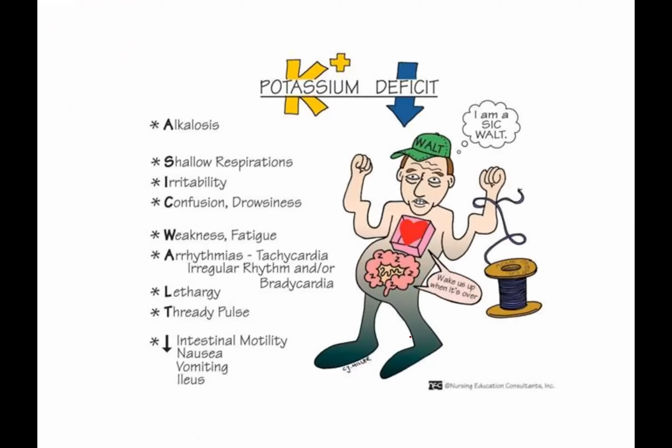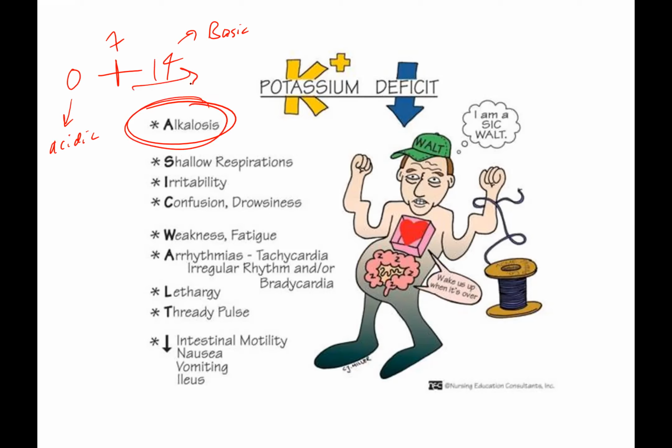So some signs and symptoms. People that are post-op, you'll likely see some of this stuff. They'll be too alkaline. Remember your 0 to 14. 0 is acidic. 14 is basic or alkaline. The body likes to be relatively neutral at around 7. So you can be too alkaline.